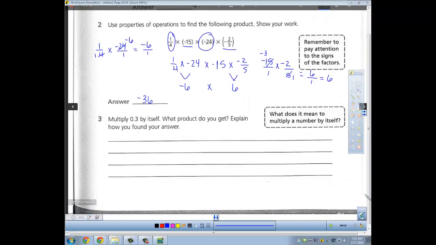Okay. Last question. Multiply 0.3 by itself. What product do you get? Explain how you found your answer. Well, if we're doing 0.3 times 0.3, I know that 3 times 3 equals 9.